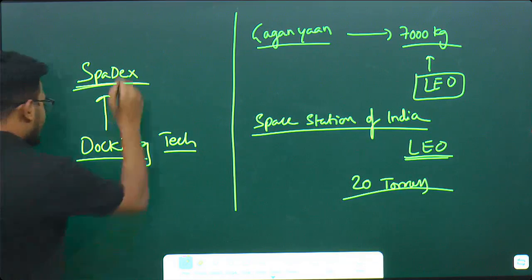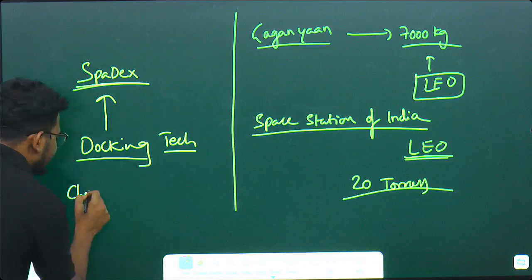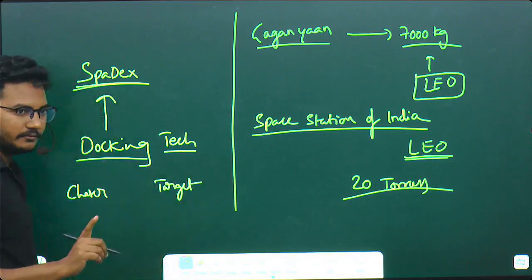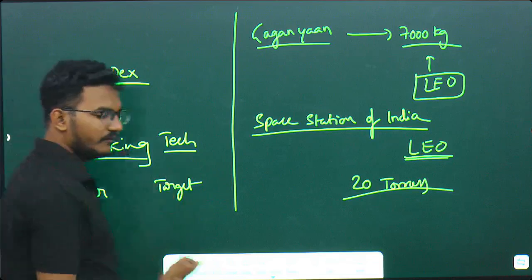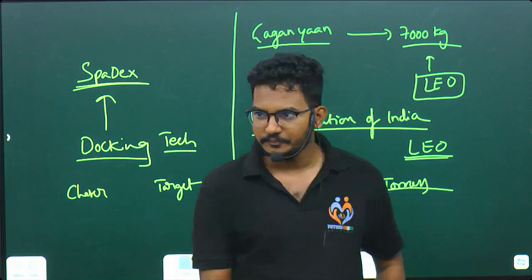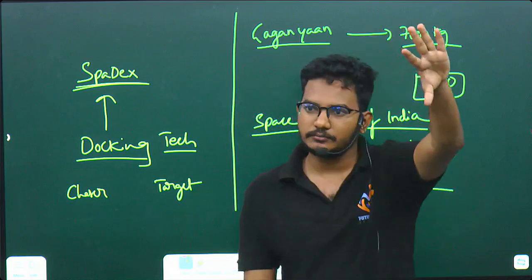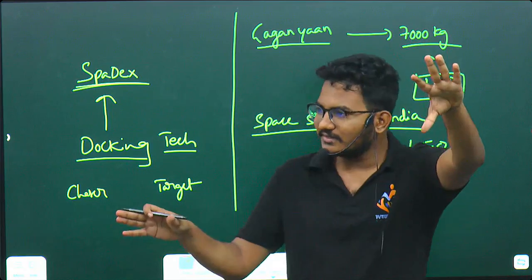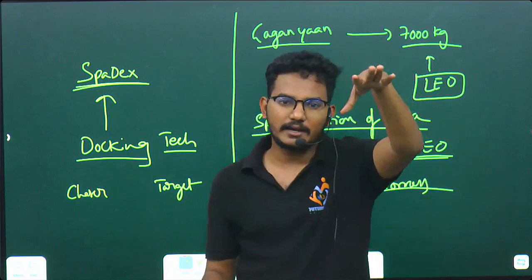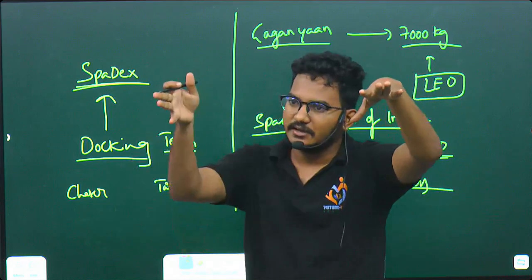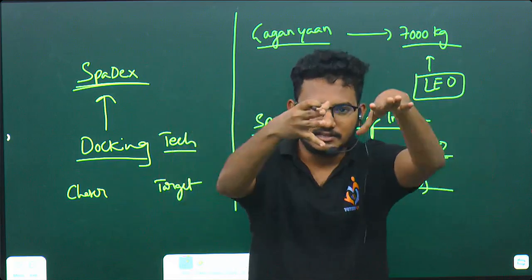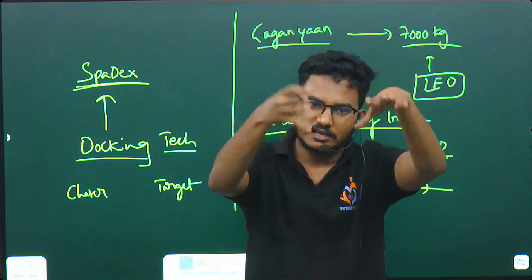In docking technology we'll have a chaser and we'll have a target. Let's say the space station has 10 rooms. Example, let's say we have already sent one room. Now the second time we are sending another room. This first room will be the target and the second room will be the chaser. Now this chaser will go to the target and both will be attached in space.